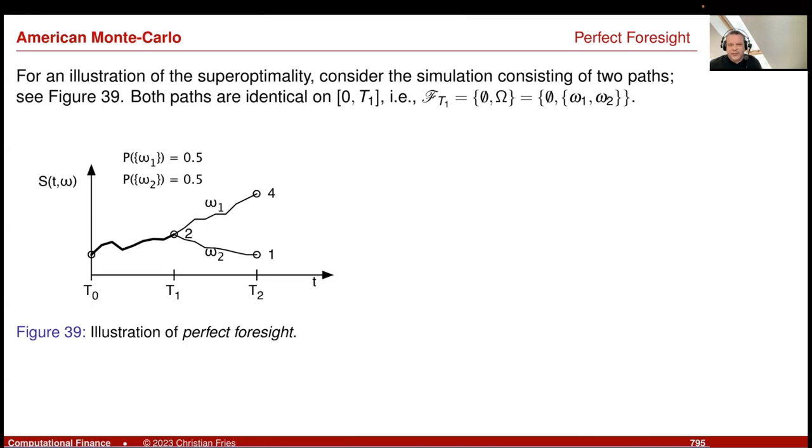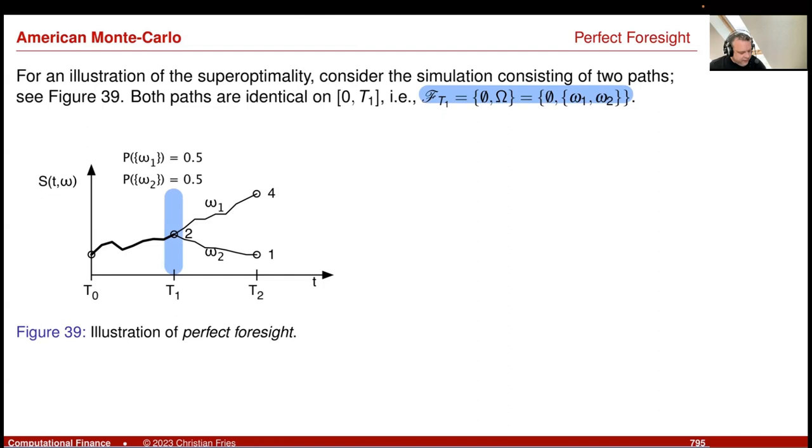Two exercise times, just two sample paths. Both sample paths have the same probability 1/2. They have the same past. So this here is the past. This point here is my sigma field F_T1, which just contains the empty set and the full set. And I would like to calculate the conditional expectation at this time here. Well, the conditional expectation at this time is just the expectation of these two values.